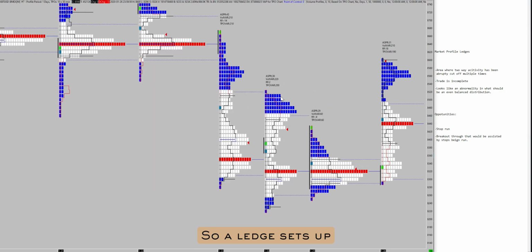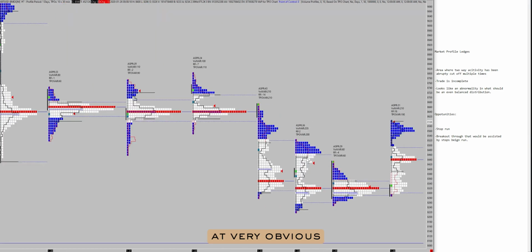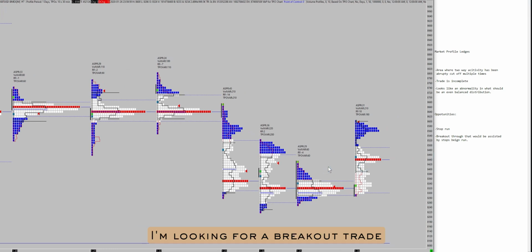A ledge sets up 2 different types of opportunities. Since this was at the high multiple times, it sets up a stop run, and from that, it sets up a breakout with the help of a stop run. For the most part, when I'm looking at very obvious ledges, I'm looking for potential breakout trades. If price trades back into them from the high, if we're already past a ledge, then maybe it's potentially, in this case, a support zone. But on the way back through a ledge, I'm looking for a breakout trade.